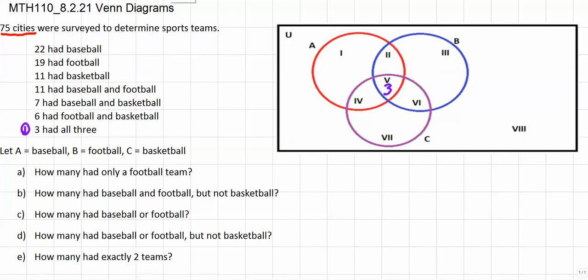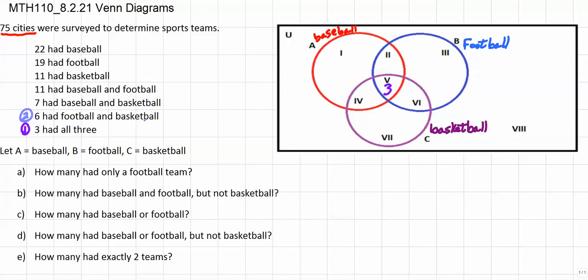The second thing that we're going to look at is the next statement, which is 6 had football and basketball. Now, if football is B, we'll go ahead and write football over here so that we make sure that we know which circles represent what, and baseball is right here. And then basketball will be this one. So, back to the problem.